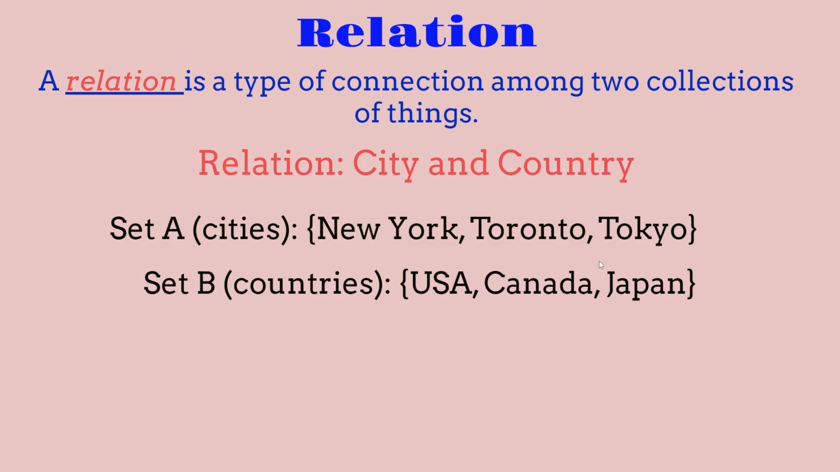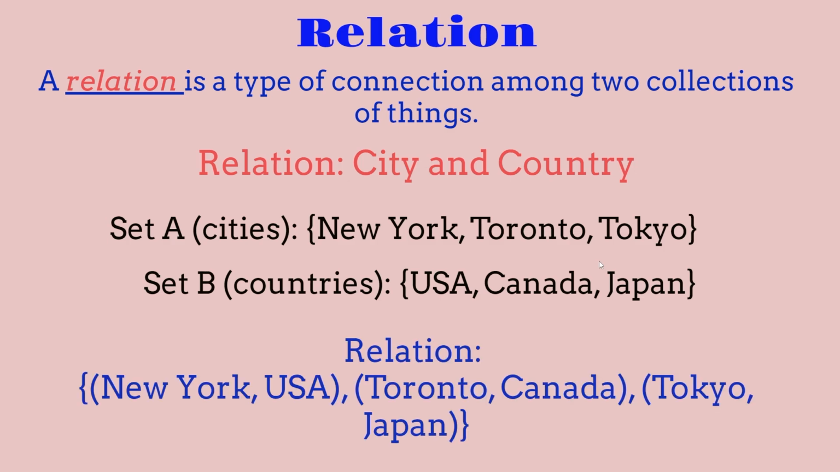So what is the relationship between these two? The relationship is that the cities are connected to the countries. The city New York is connected to the country USA. The city Toronto is connected to the country Canada. And the city Tokyo is connected to the country Japan. So this is basically what a relation is: a type of connection among two different things. In this example, we saw the relation between a city and a country, and there are many more types of relations as well.